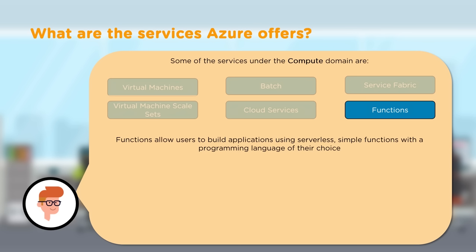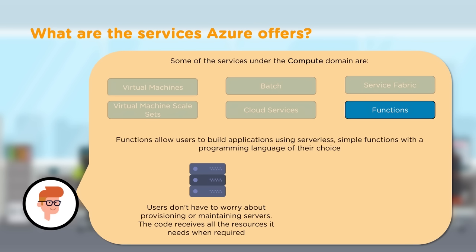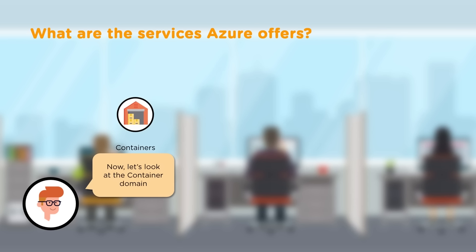So what does Azure Functions provide? Azure Functions allow users to build applications using simple serverless functions with a programming language of our choice. The current programming languages supported are C#, F#, Node.js, Java, and PHP. Here, we really don't have to worry about provisioning or maintaining servers. If a code requires more resources, Azure Functions provides the additional resources needed by the code. And the best part is we only pay for the amount of time the functions are running, not the resources, but the amount of time the function is running.